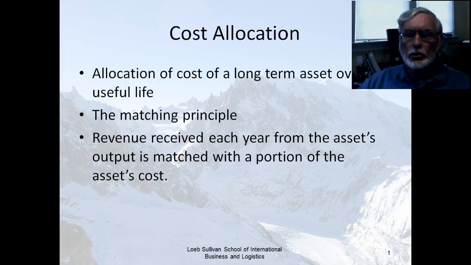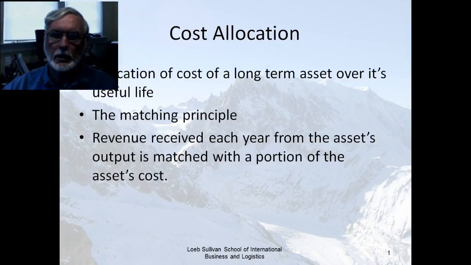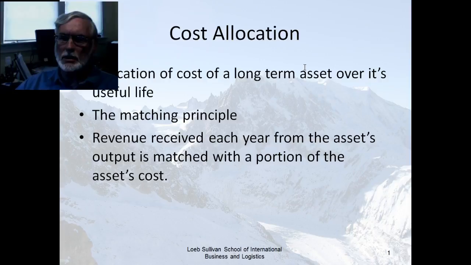We're on to chapter 13, so we're jumping around the textbook, but that's okay. We're doing it in my order rather than textbook order. And today we're going to talk about what accountants call cost allocation. This is a concept that most non-financial people don't really understand because they think about it in a different way than accountants think about it.